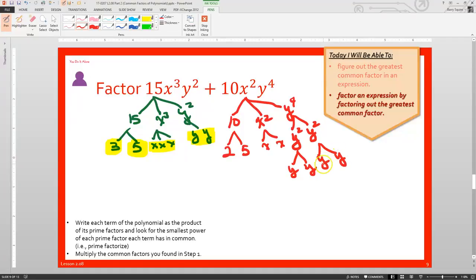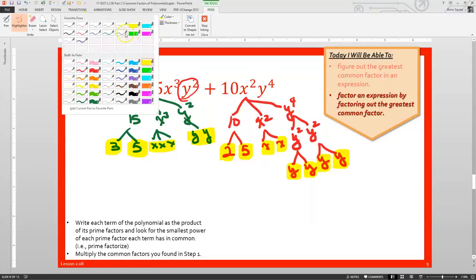Why did I do that? I'm not really sure. I actually probably could have left it as y squared, since we have this y squared here also. But I'm not going to change the rules. I want to make sure we break everything down to the simplest it could be. That's the essence of prime factorization.